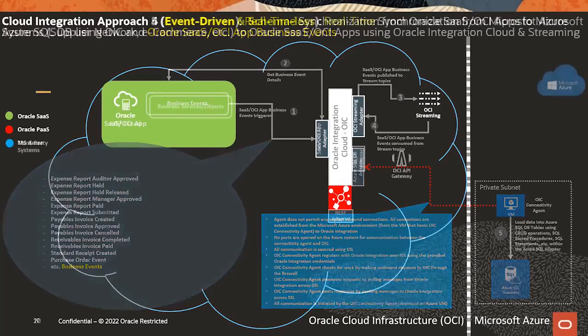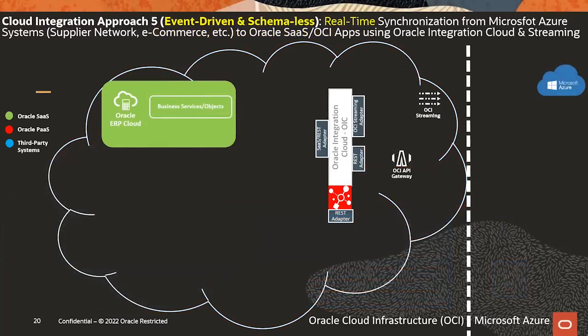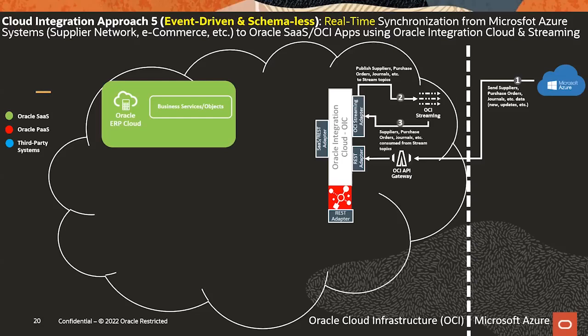OCI application, okay? Another approach or pattern is when you want to feed different SaaS applications, Oracle SaaS applications or OCI applications, from an Azure application or system. So in this case, we can expose our REST API to receive, let's say, the supplier information or purchase order information, whatever you want. We can then send that information into OCI streaming. So once we have that, then we can have another integration that is going to consume that stream, and we can use our native SaaS adapters to send that information.